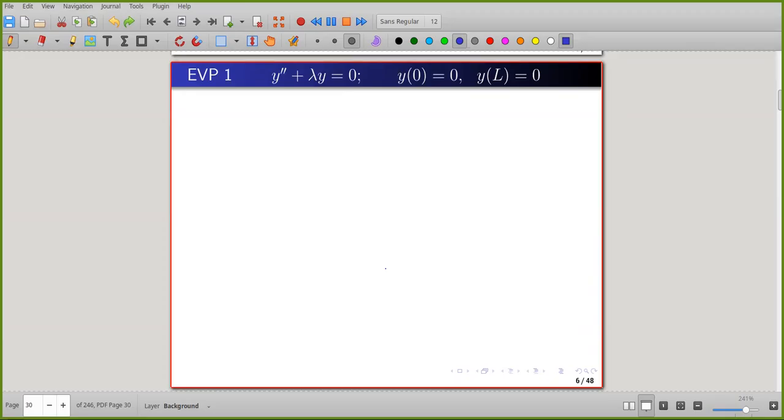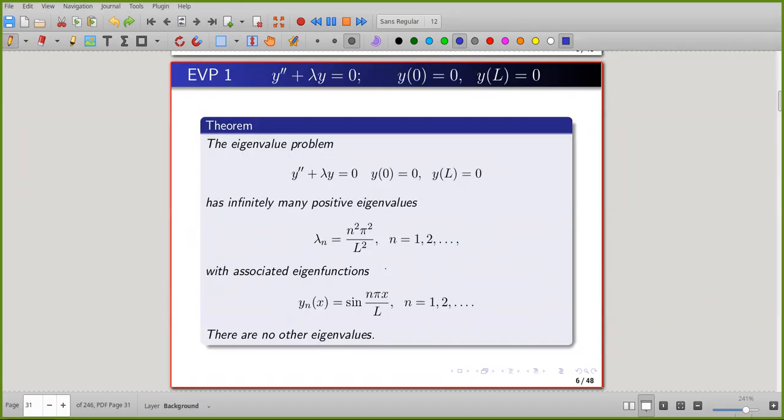Okay, so now let's analyze this problem. The eigenvalue problem y double prime plus lambda y equal to 0, with boundary conditions y of 0 equal to 0, y of L equal to 0, has infinitely many positive eigenvalues. So these are exactly the eigenvalues, with associated eigenfunctions y n equal to sine n pi x by L. There are no other eigenvalues. For each of these eigenvalues, the space of eigenfunctions is one dimensional, right?